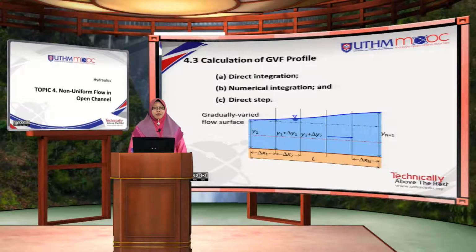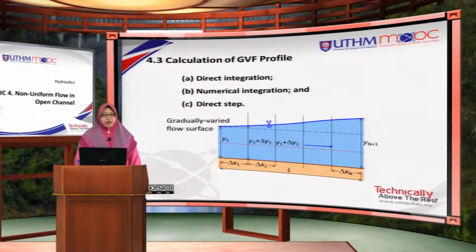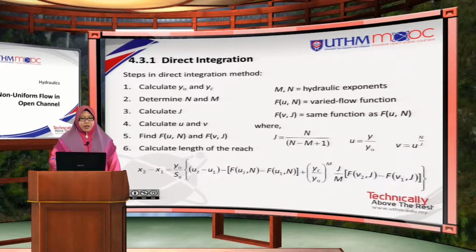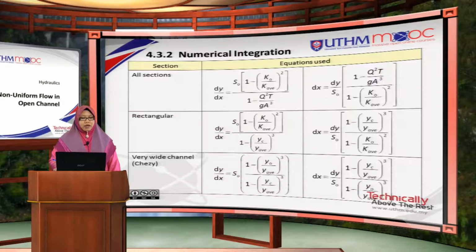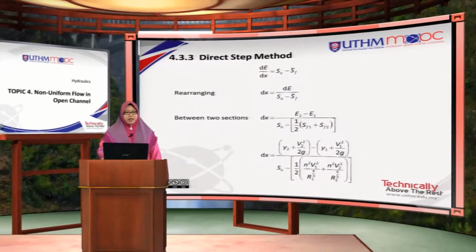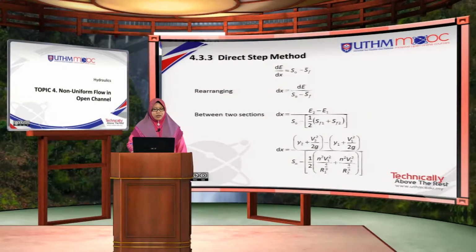Okay, for the calculation of GVF profile, we can use direct integration, numerical integration and the direct step method. We can look at this figure of the gradually varied flow surface, which we can calculate using these three methods. For direct integration, we will use these equations. For numerical integration, we will use this equation based on all sections, rectangular and very wide channels. And for the direct step method, we will use this between two sections and these equations.